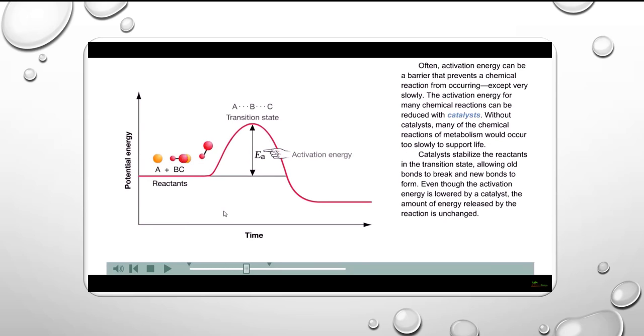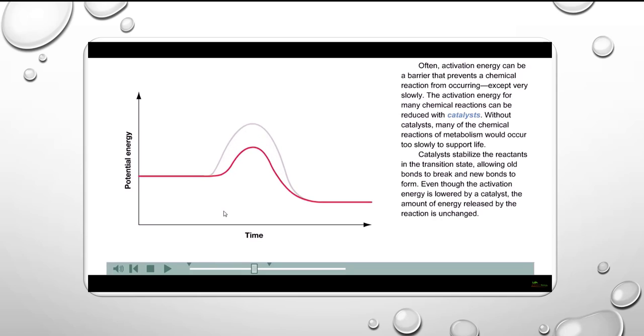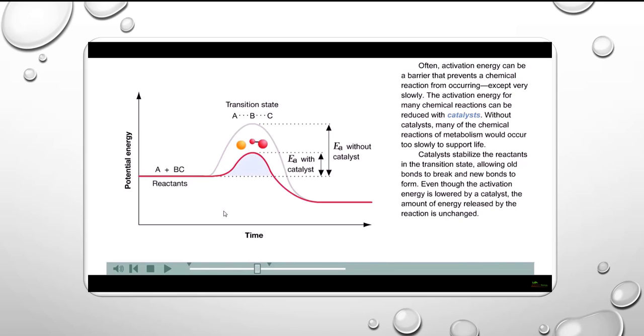Often, activation energy can be a barrier that prevents a chemical reaction from occurring, except very slowly. The activation energy for many chemical reactions can be reduced with catalysts. Without catalysts, many of the chemical reactions of metabolism would occur too slowly to support life. Catalysts stabilize the reactants in the transition state, allowing old bonds to break and new bonds to form. Even though the activation energy is lowered by a catalyst, the amount of energy released by the reaction is unchanged.